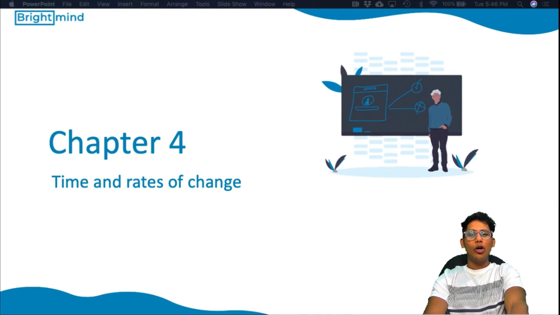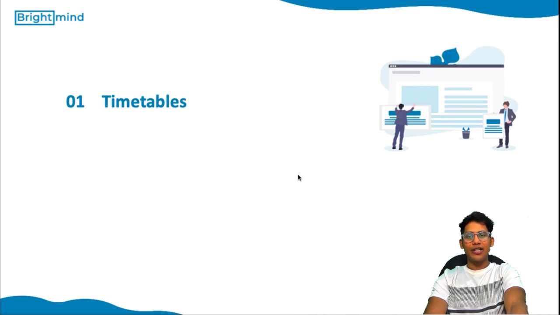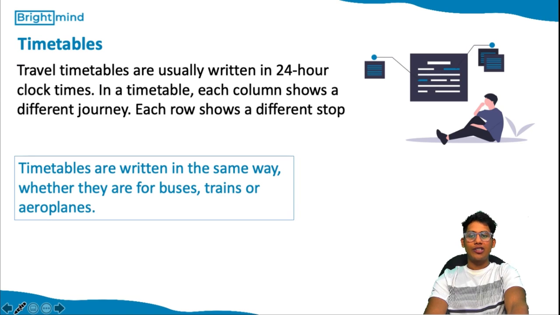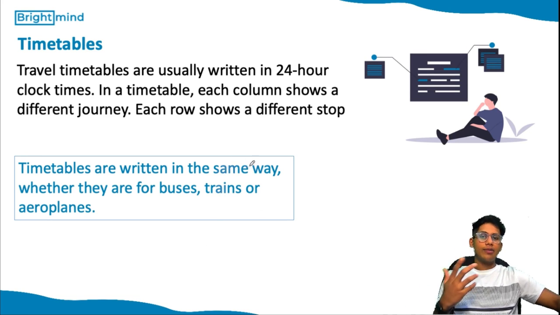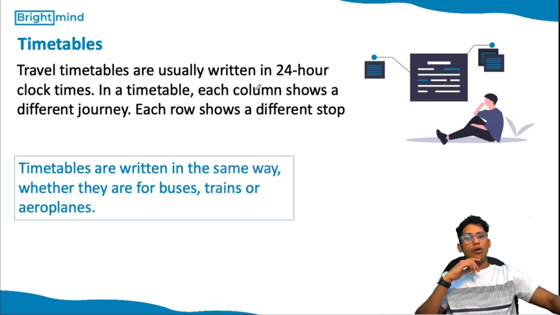In this video, we're going to be continuing to talk about times and rates of changes, and specifically going to start talking about timetables. Travel timetables are usually written in the 24-hour clock times. This is something we spoke about in the previous video. So anytime we write timetables, we normally write it in 24-hour clock times.